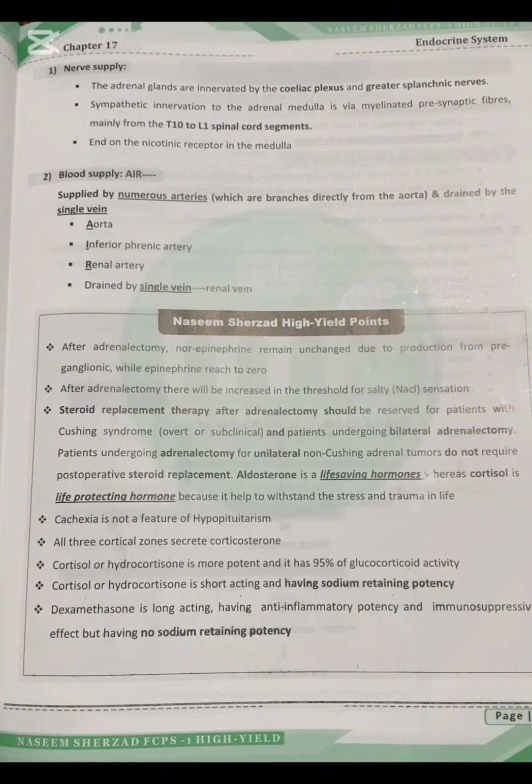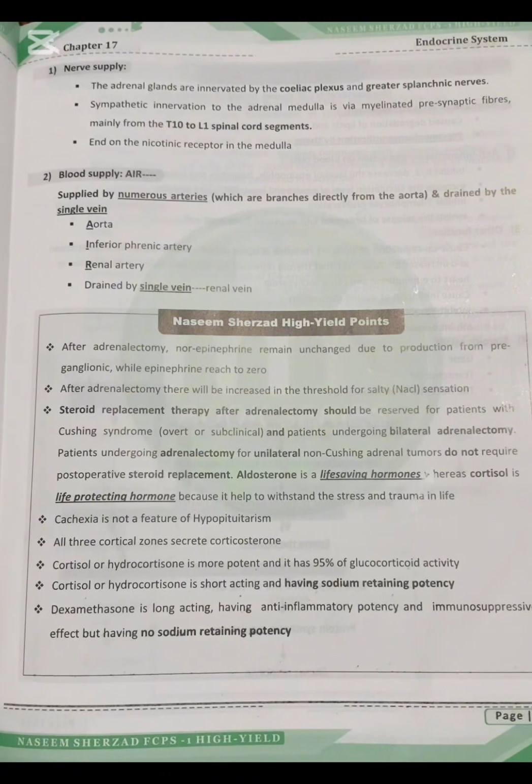The blood supply of the adrenal gland is by numerous arteries, which come directly from the aorta, that is the inferior phrenic artery and the renal artery, and drainage is by a single vein. So this was a question in which they were asking which one of the following is correct. The correct answer is that it is supplied by numerous arteries but drained by a single renal vein.